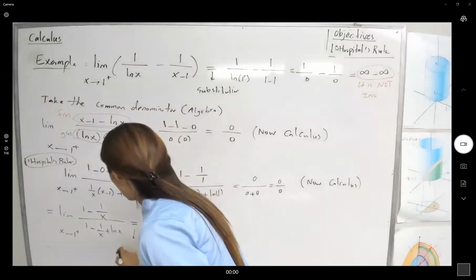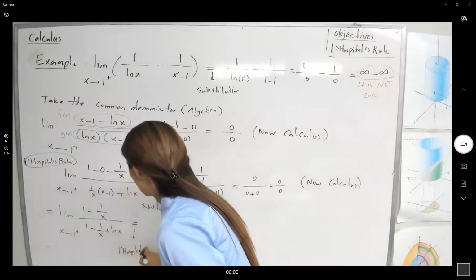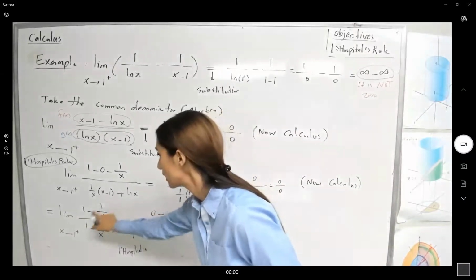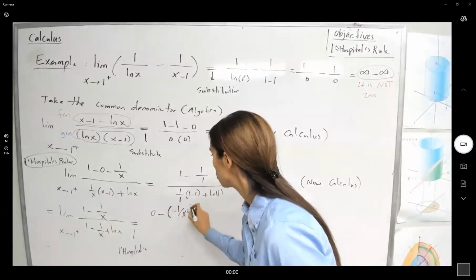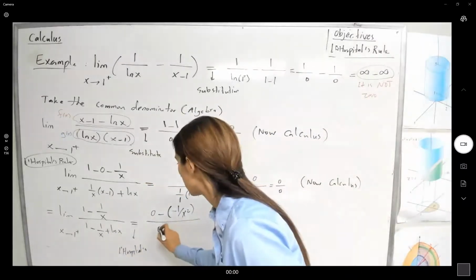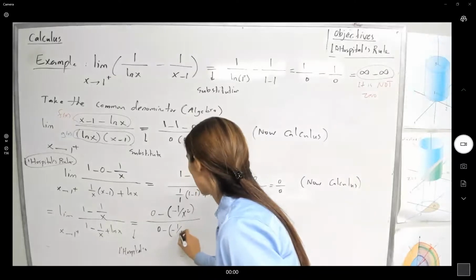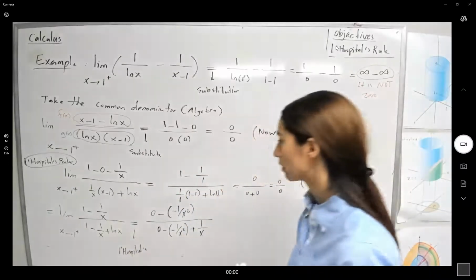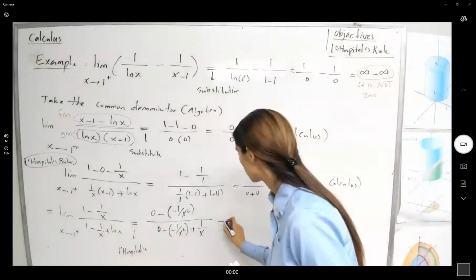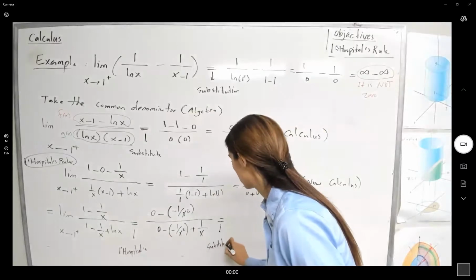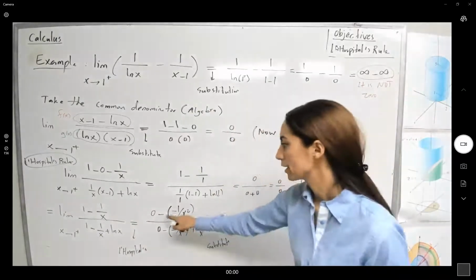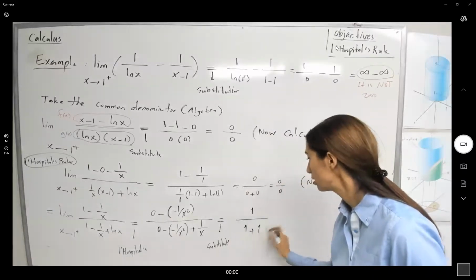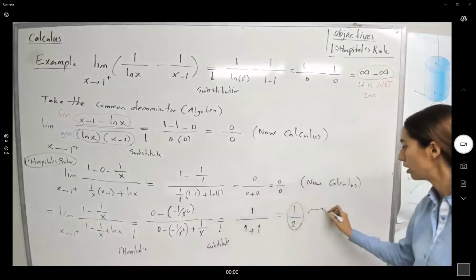So L'Hôpital's rule. The derivative of 1 is 0. The derivative of negative 1 over x is negative 1 over x squared, divided by the derivative of 1 minus 1 over x, which is negative 1 over x squared, plus the derivative of ln, which is 1 over x. Well, I did the calculus, now I substitute. If I substitute 1, I get negative times negative, which is positive 1, divided by negative times negative, which is positive 1, plus 1. So I get 1 over 2. A half is the y value.